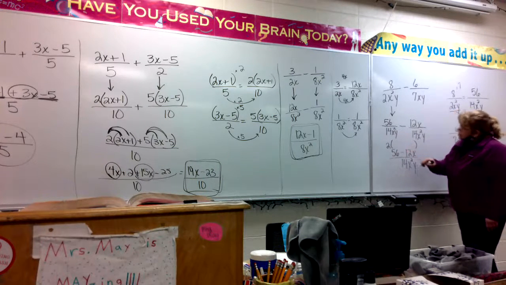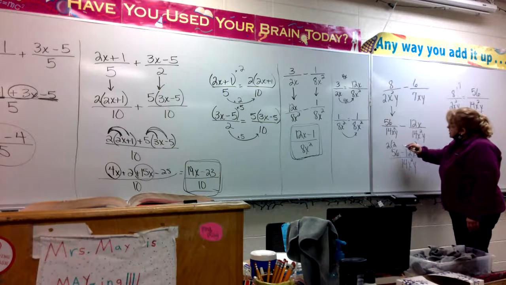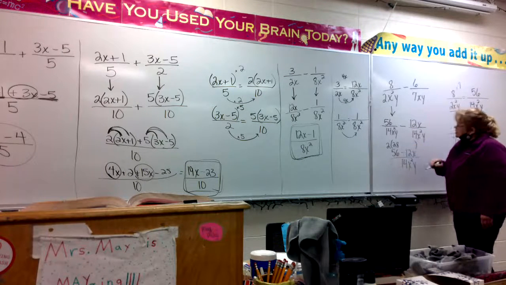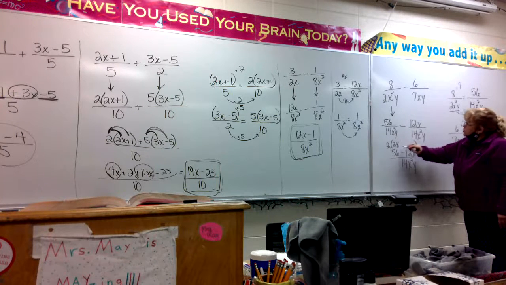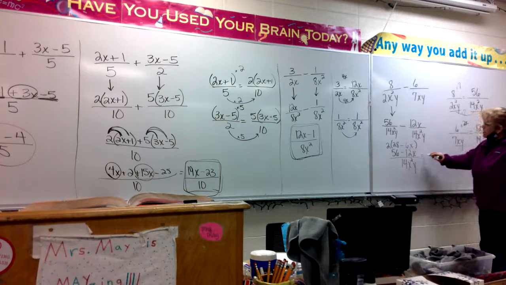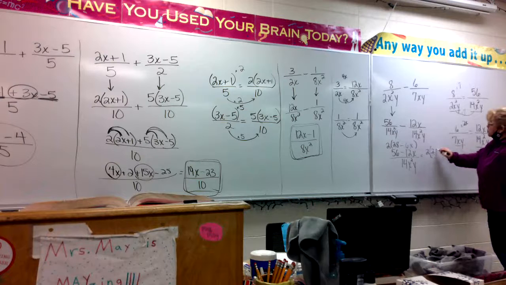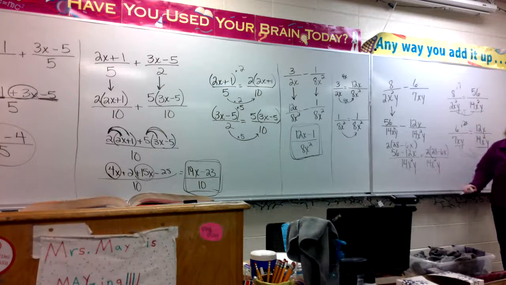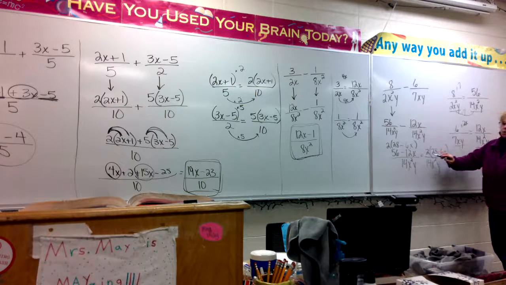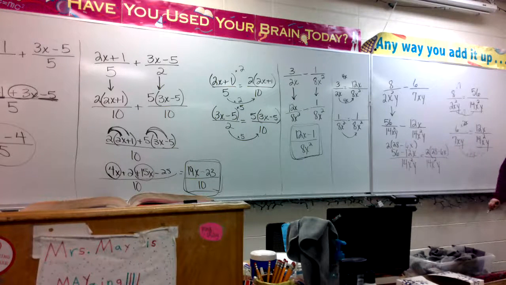2 times what is 56? 28, she says. Thank you. And 2 times what is 12? 6x, right? So really, this is 2 times 28 minus 6x all over 14x squared y. This is all times in the denominator, so we're good there. Is this times? Yes, so we're good there.